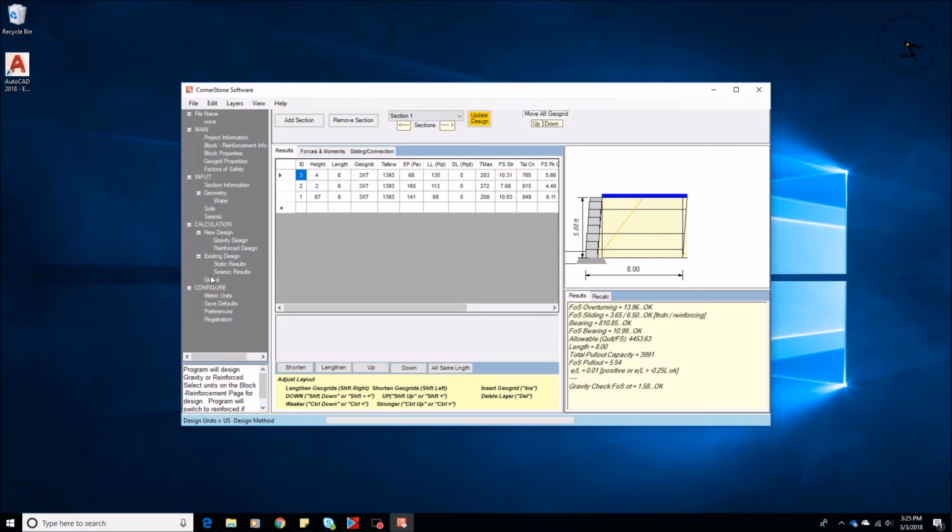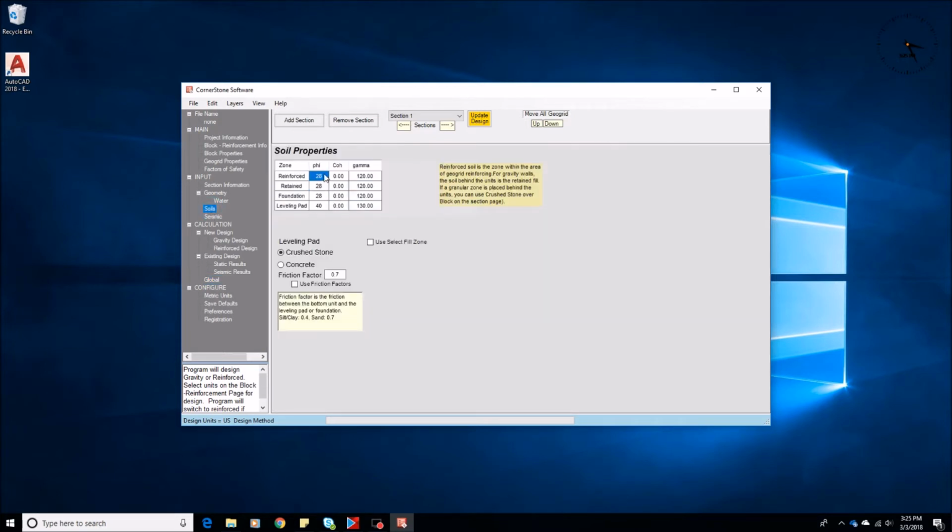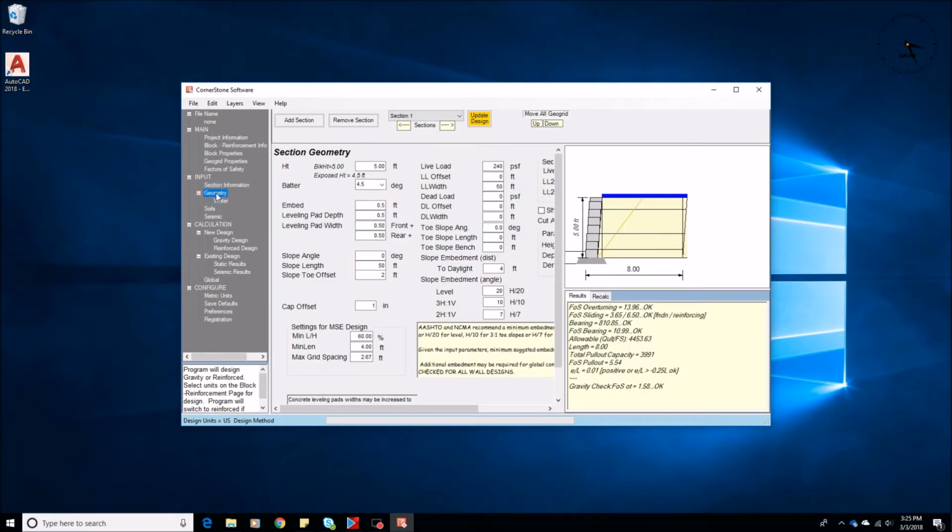When we look at sliding, if I go to my global, if I look at sliding, this whole mass sliding forward, this load is going to provide a driving force. This load is ignored as a resisting force. Grid seems awful long, but let's not worry about that right now.